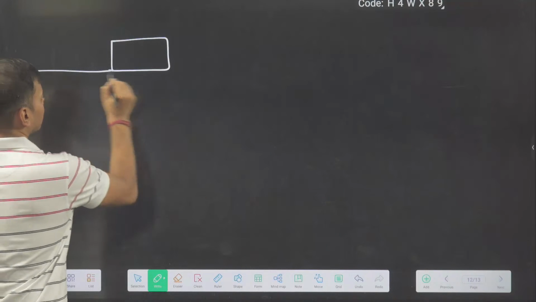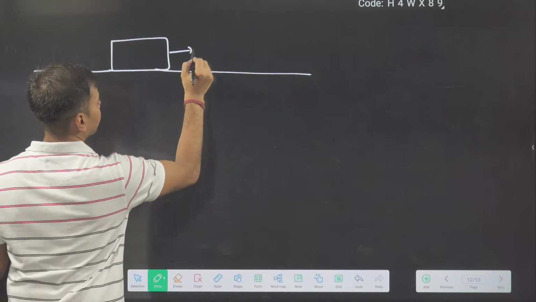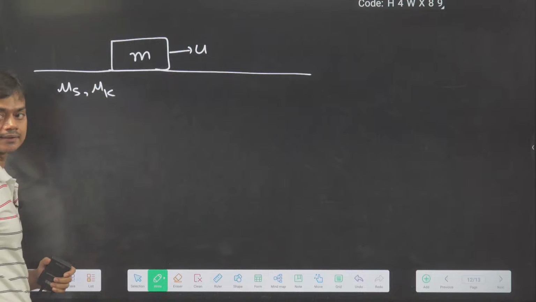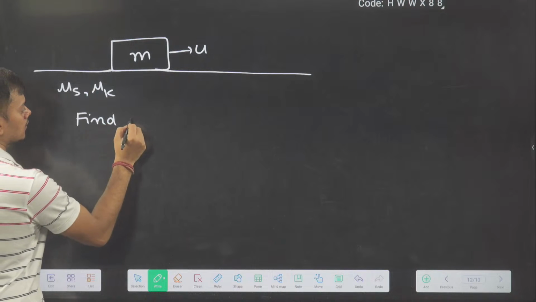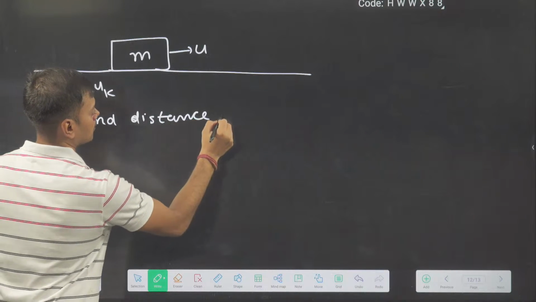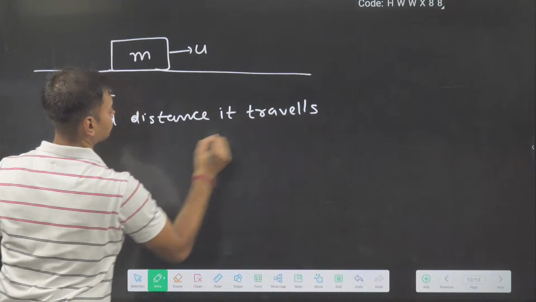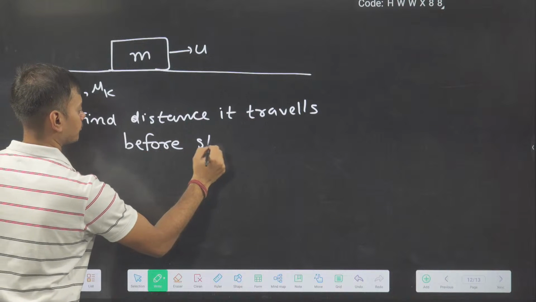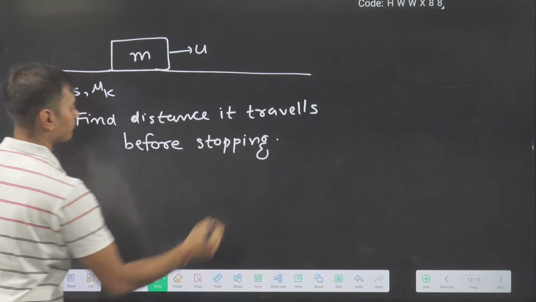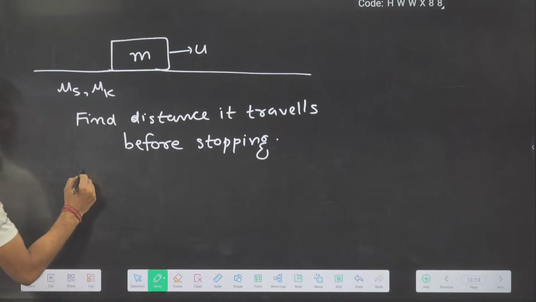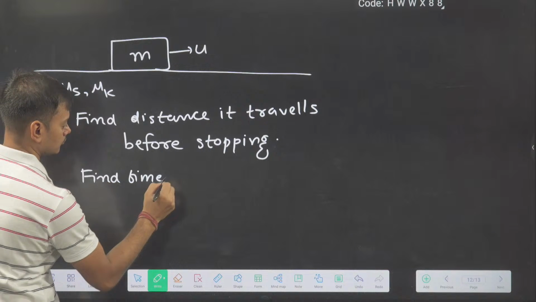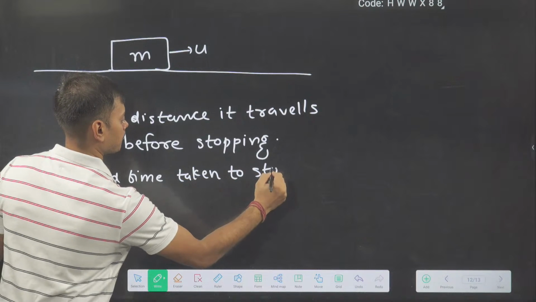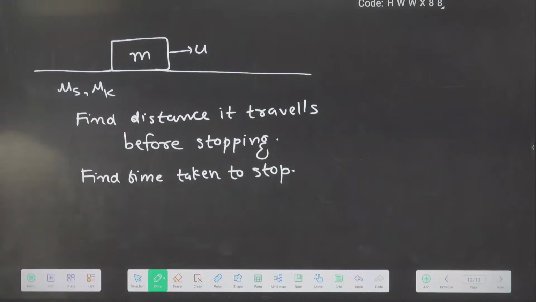So see, suppose a block is there and I have given it a speed u on a surface having mu s and mu k. Its mass is m. I have to find the distance it travels before stopping. They can also ask you the time it takes to stop. A very plain question.